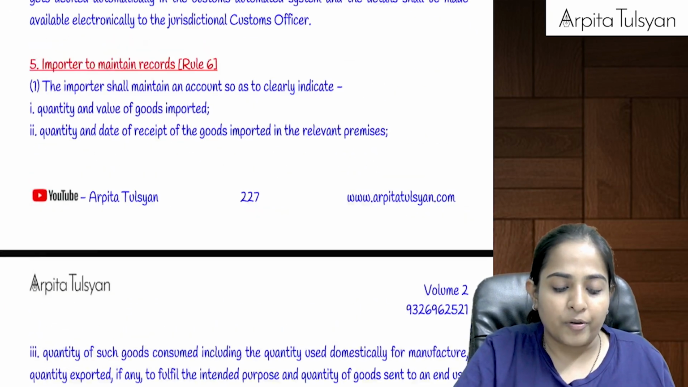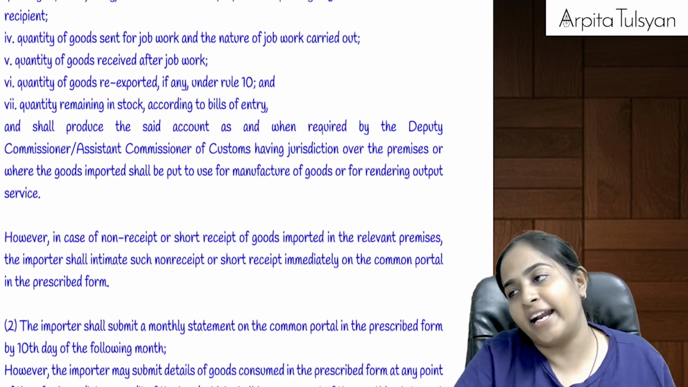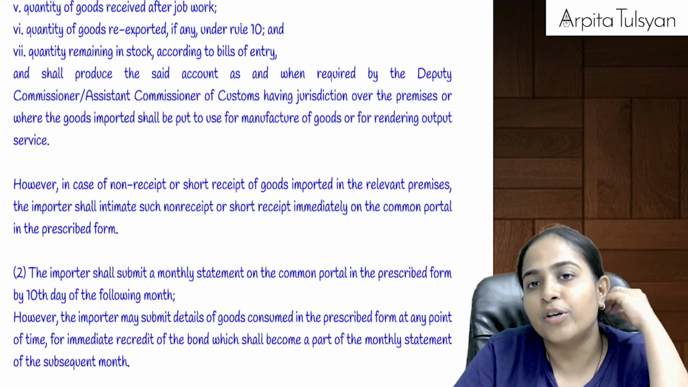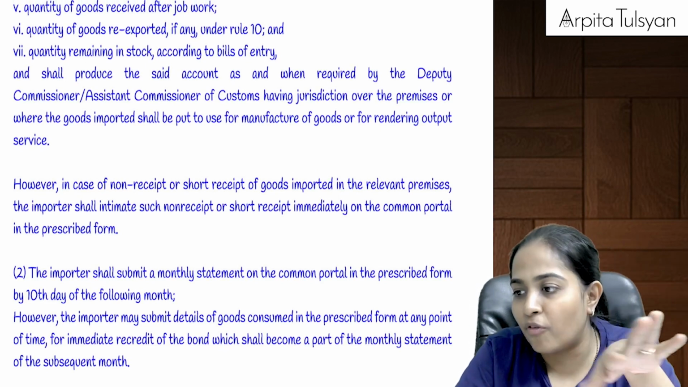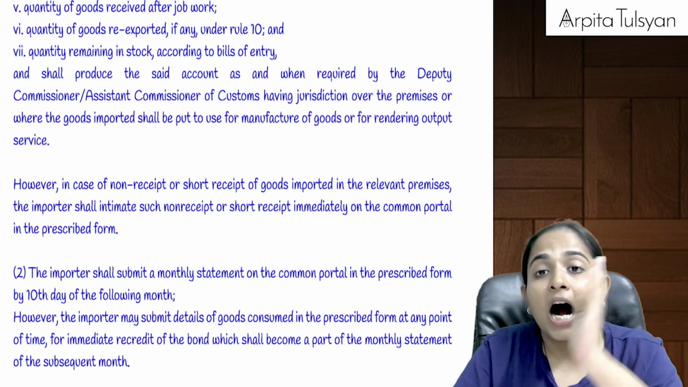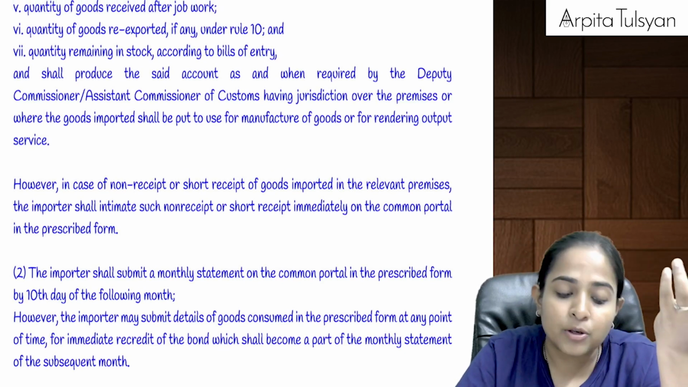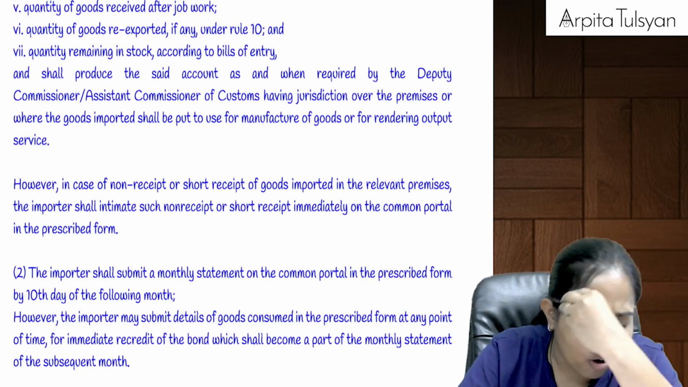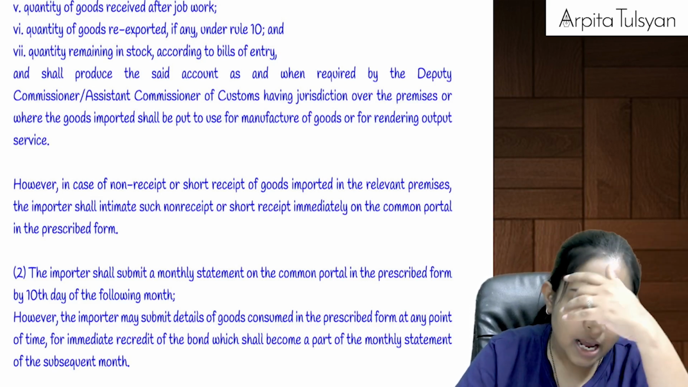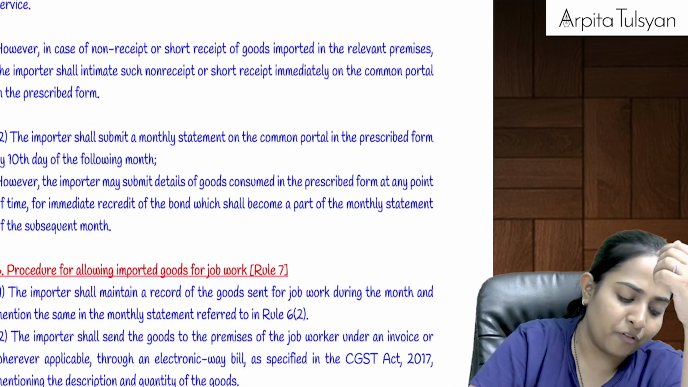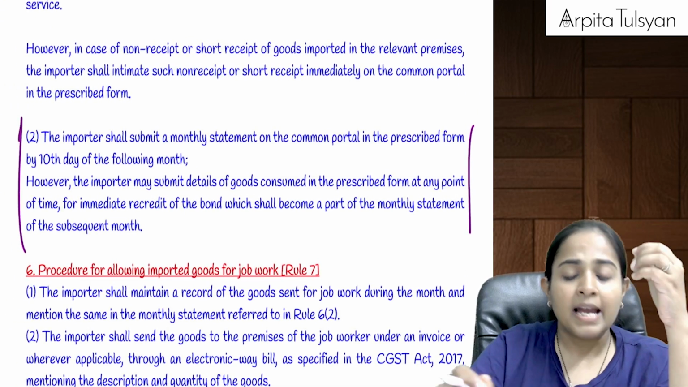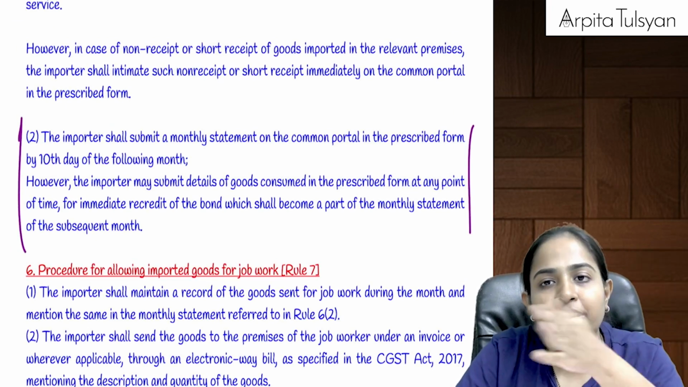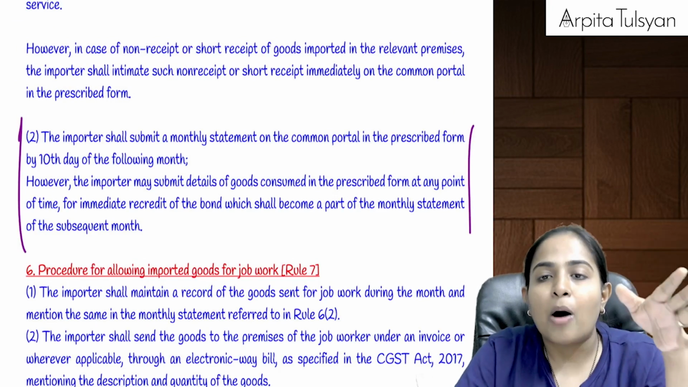Now here I am required to maintain all the records. Each and every minute detail I am required to maintain. How much goods was imported, how much I am sending to my job worker, how much I am transferring to my other unit for the purpose of further use, how much is defective, how much is lost during manufacturing, etc. All those details I am required to maintain along with me. And yes, one of the very important things here is this importer is required to file a monthly statement by 10th of every month about usage.